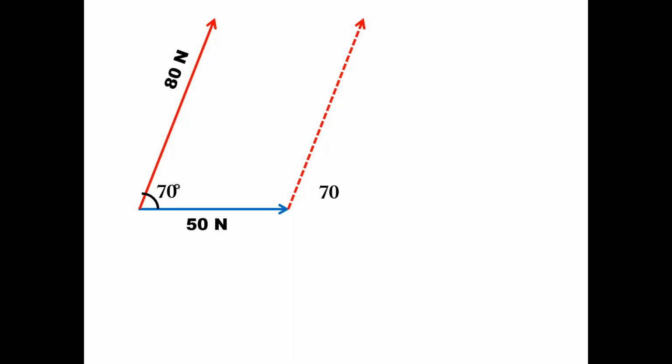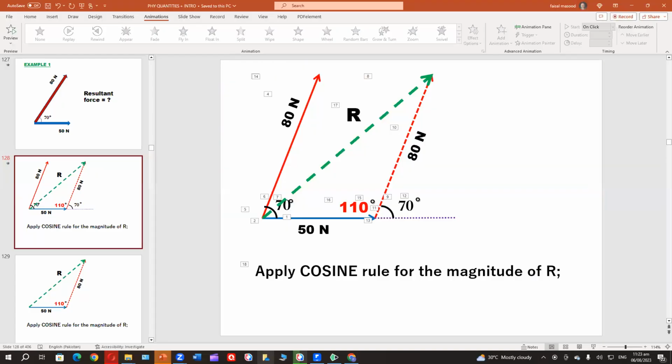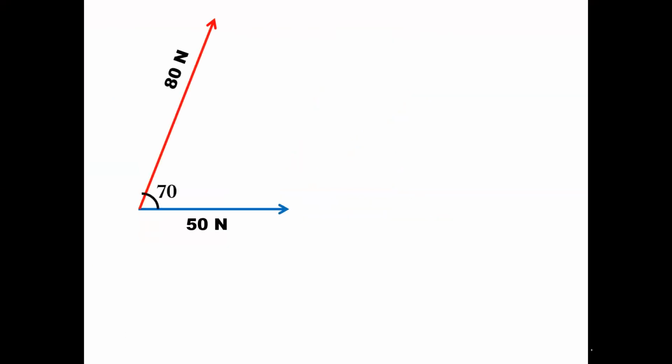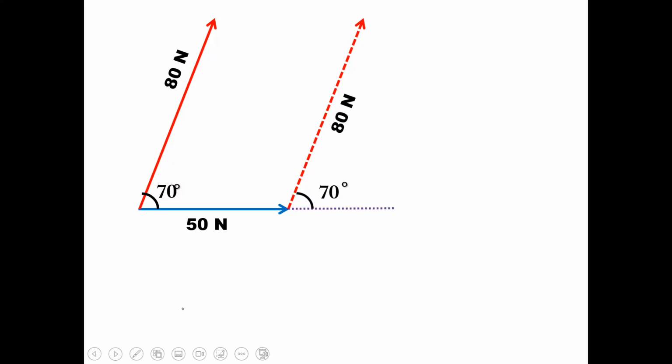Look, if this angle is 70, now look at this point. If this angle is 70, why this angle is also 70? Because parallel lines. Yeah, parallel lines. Good. The two angles are equal because the two lines are parallel, corresponding angles in parallel lines.